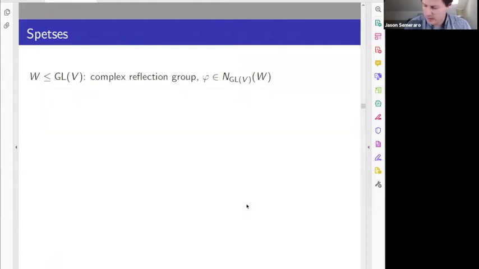So I said I wanted to go beyond groups, and the context in which I want to do that is by invoking the theory of Spetses. So what is a Spets? Rather than taking a linear algebraic group in the background, as we've already mentioned, there's this Weyl group, which is a real reflection group. But what if that Weyl group becomes a complex reflection group?